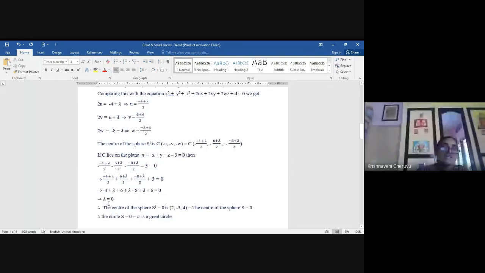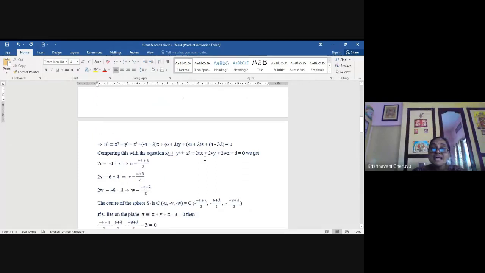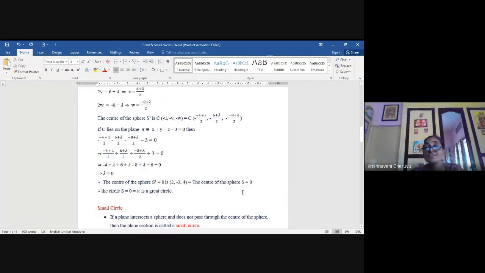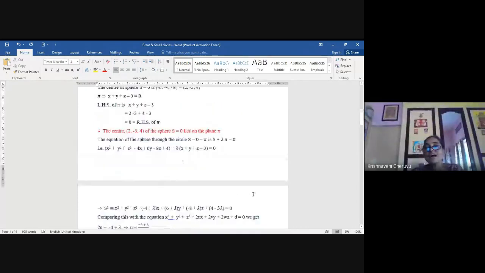So once you get lambda value 0, you substitute this lambda value in the center of this sphere, girls, so that you get the center of the sphere as 2 comma minus 3 comma 4. See, this is a sphere which passes through the given circle. And this center of this sphere is same as the center of the given sphere, girls. So what can you finally conclude from this?